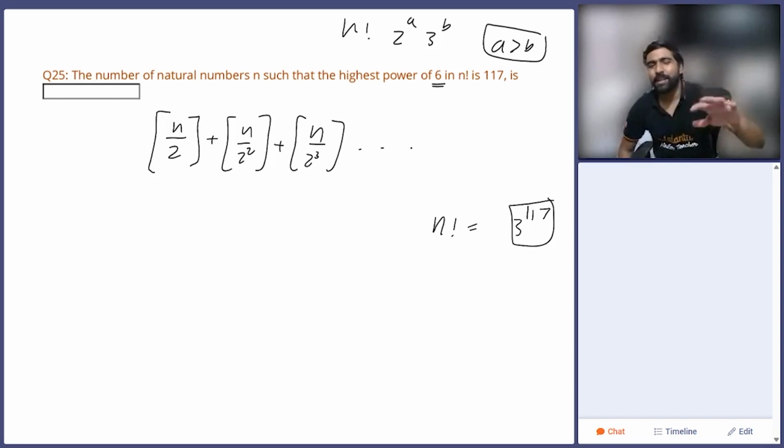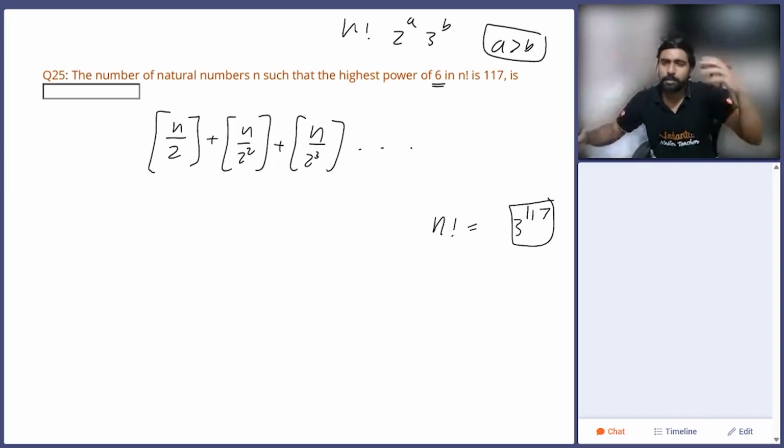Now, you could use inequalities, manipulation, a lot of concepts, but rather than that, a simple manipulation approach we can do. What I can do over here is, see, it has to be equal to 117. Let's start with the highest possible thing that I can think of.